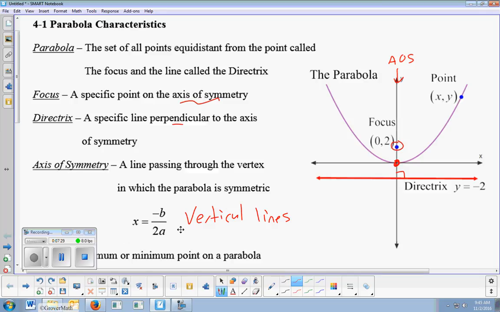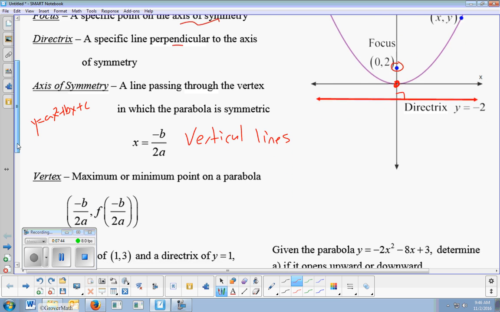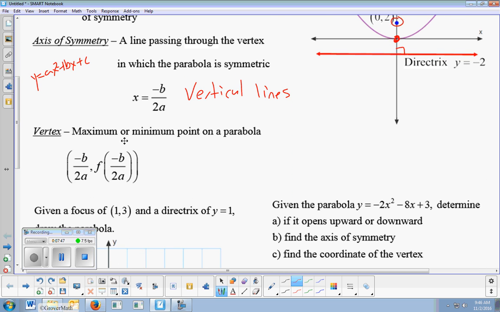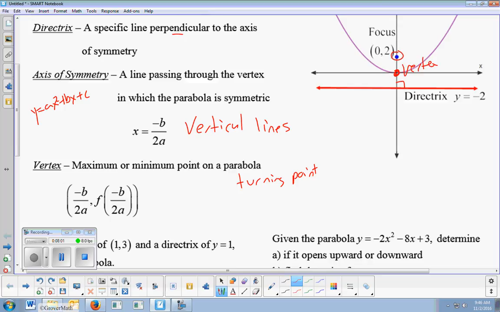But the axis of symmetry, negative b over 2a, and these a's and b's are the same thing that we see in the quadratic formula, because a parabola is in the form ax squared plus bx plus c. So negative b over 2a gives you the axis of symmetry vertical line equation. And then the vertex can be found from that. Now the vertex is the maximum or minimum point on a parabola. It could also be referred to as a turning point. And the axis of symmetry, as we said earlier, the vertex is on the axis of symmetry. So whatever the x value of the axis of symmetry is, that's the x value of the vertex. And then we can plug that x value into the function to get the y value that goes with it.